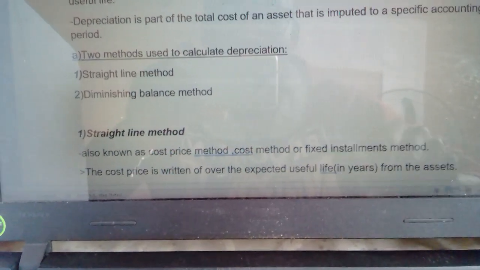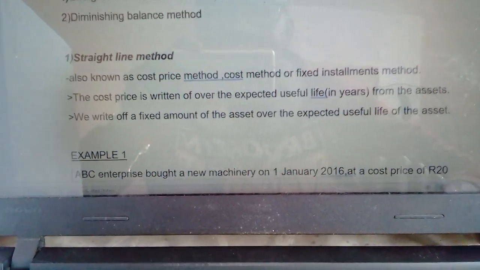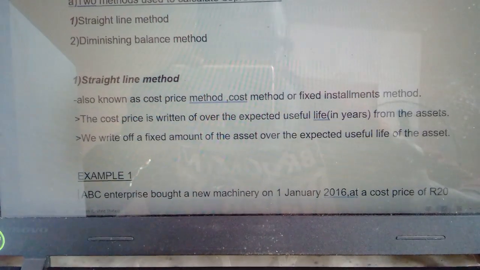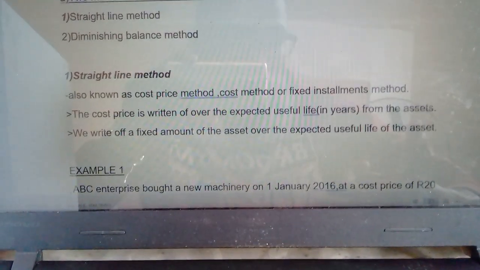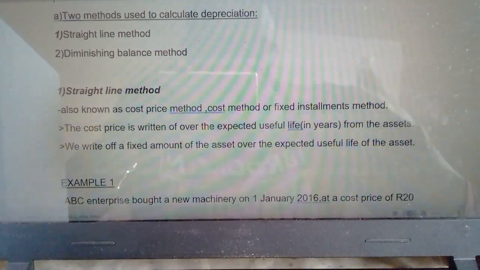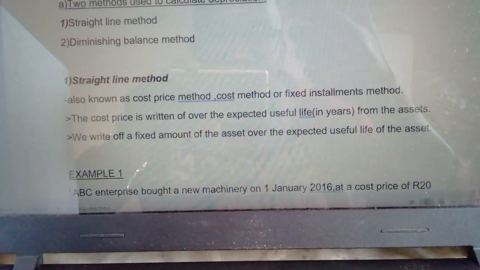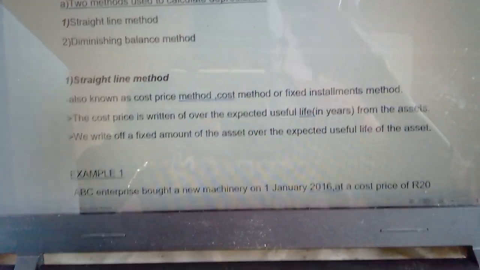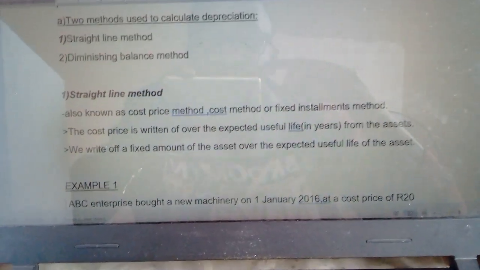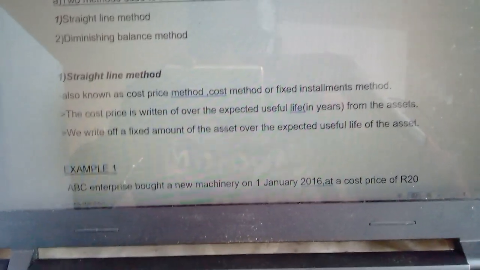I'm going to explain the first one. The first part is the straight line method. Straight line method is also called the cost price method, cost method, or fixed installment method. We calculate depreciation based on the cost of the asset, and it means we write off a fixed amount of the asset over its expected useful life.